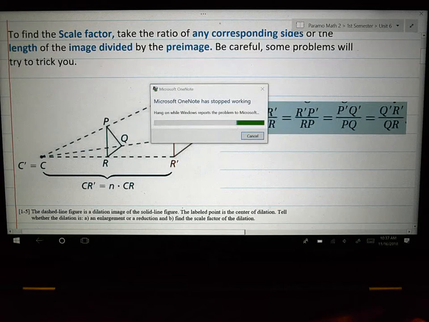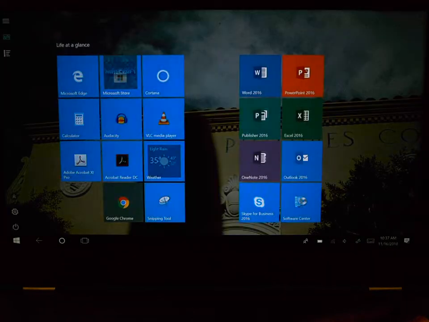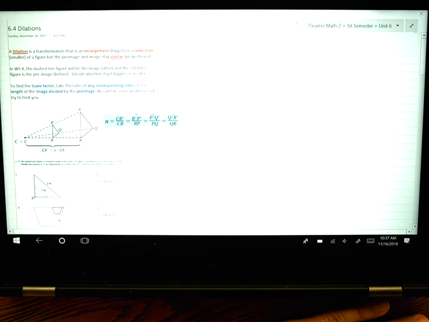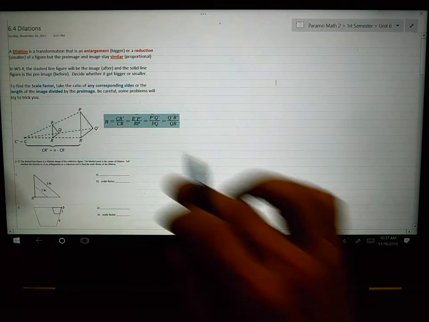let me just crash my computer real quick. Oh, successful. Okay. Let me just restart my computer program again.